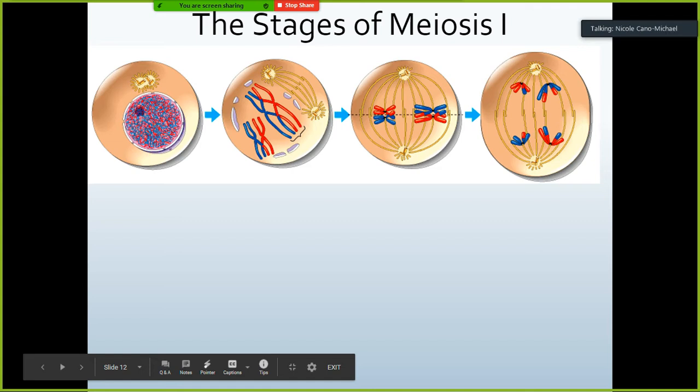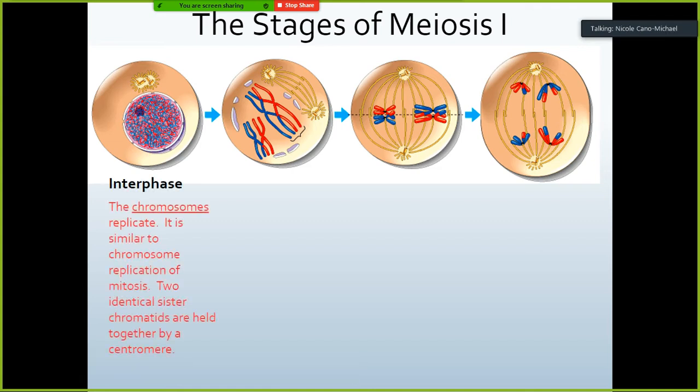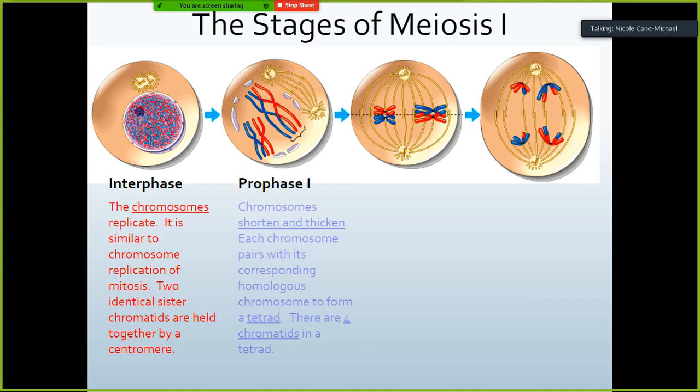All right, stages of meiosis. Interphase, just like before, interphase is where our chromosomes replicate. It's really, really similar to mitosis, and I end up with sister chromatids held together by a centromere. All right, for me, prophase 1 is probably one of the most important phases of meiosis. Just before, chromosomes shorten and thicken, not a big deal. But now each chromosome is going to pair up with its corresponding homologous chromosome, and that forms a tetrad. And a tetrad just means that there are 4 chromatids there.